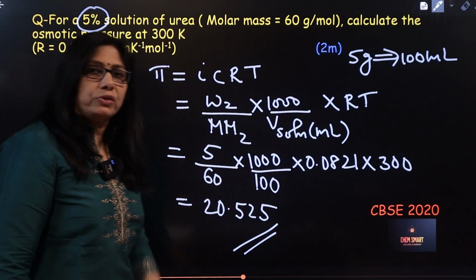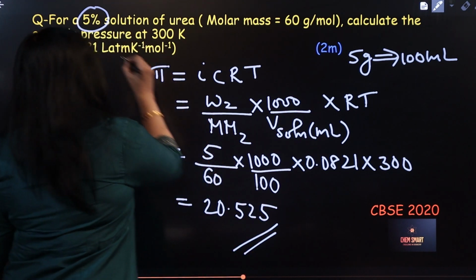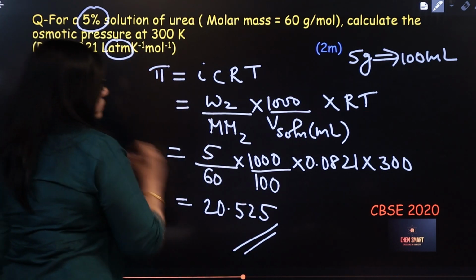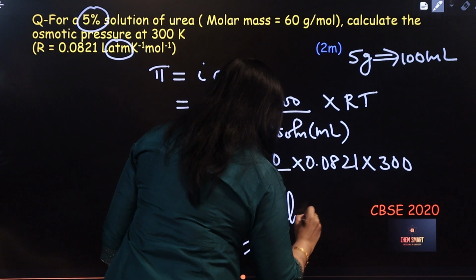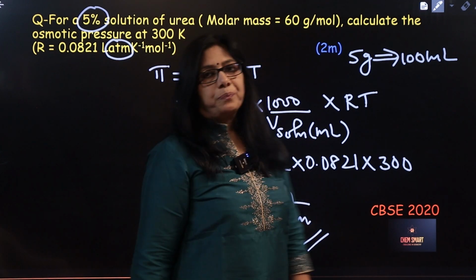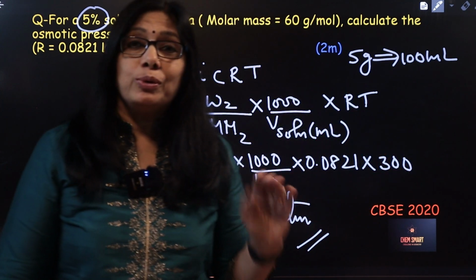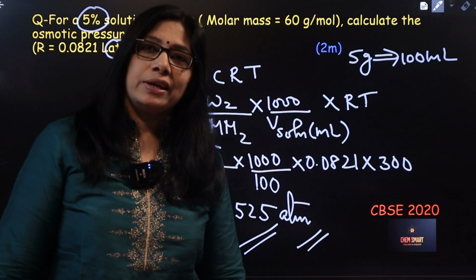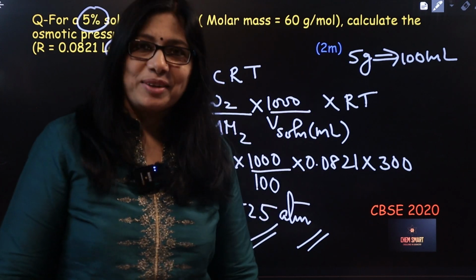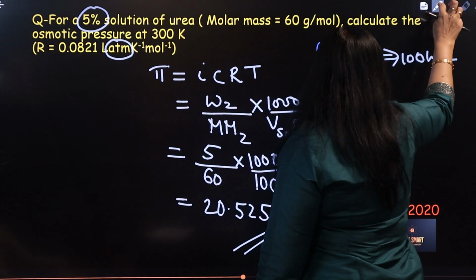And what will be the unit of this osmotic pressure here? R is expressed in atm. So the unit of osmotic pressure here will be atm. So this is the answer for this question. Make sure to practice such questions if you want perfection. Clear?